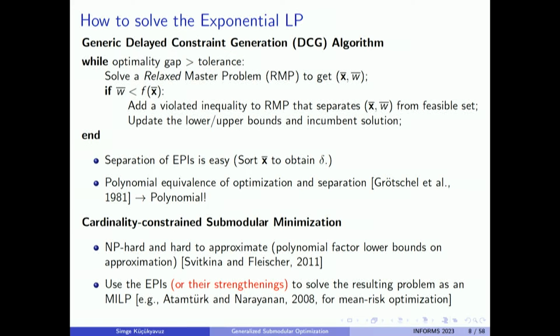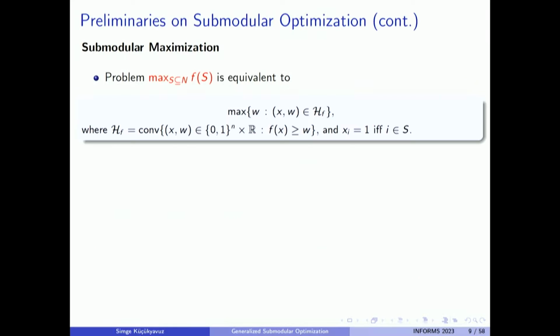But I can now solve a series of integer programs and find which cuts I need to add to capture my nonlinear function. And this has been used in some applications like mean risk optimization. And this is the approach that I will follow today and also generalize to other, more general submodular functions. So that's the minimization side.